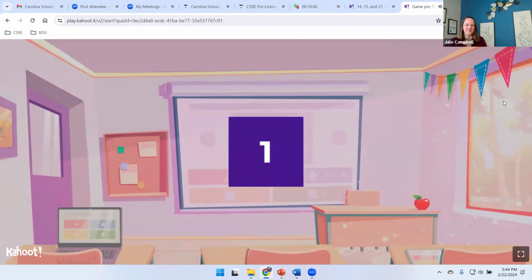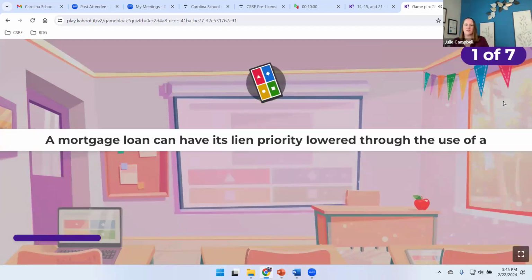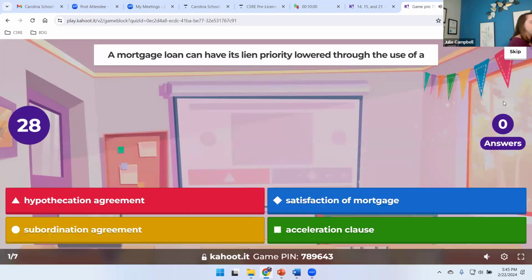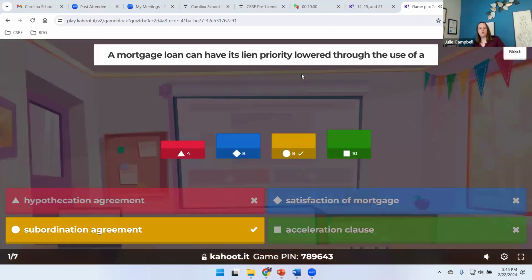Question number 1. A mortgage loan can have its lien priority lowered through the use of a subordination agreement.